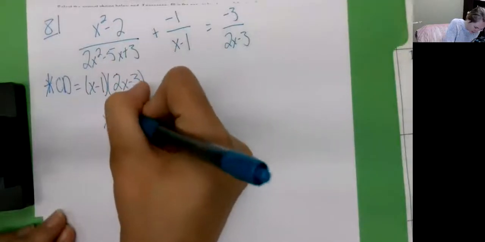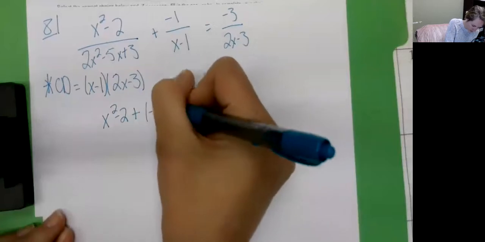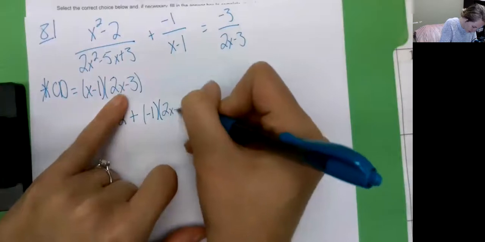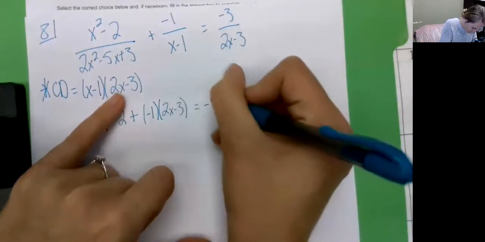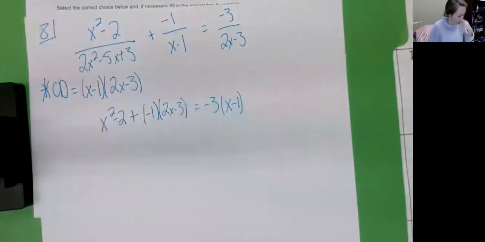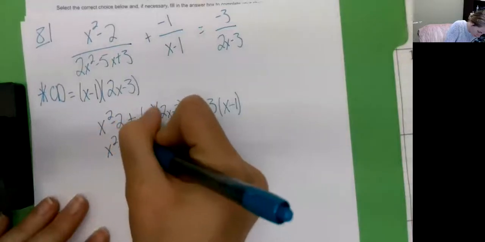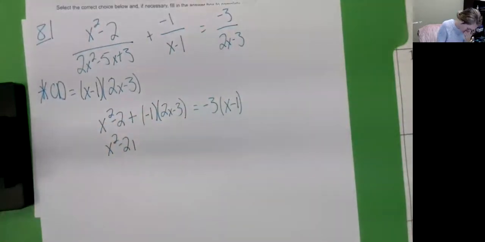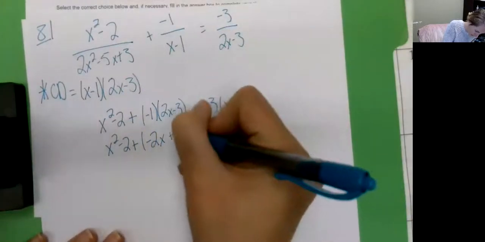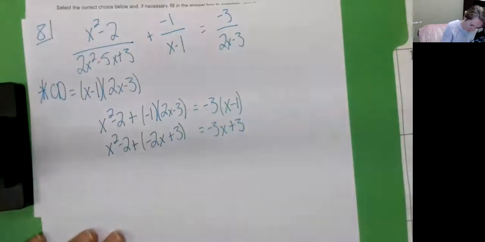So I'm going to have x squared subtract 2 there, and then plus negative 1 times, since this is over x minus 1, we need the 2x minus 3, equals negative 3. It's over 2x minus 3, so we need x subtract 1. All right, now we're going to go ahead and distribute. So x squared subtract 2, and that's a negative, but I'll go ahead and leave negative 2x, and then negative times negative would be plus 3, equals negative 3x plus 3.